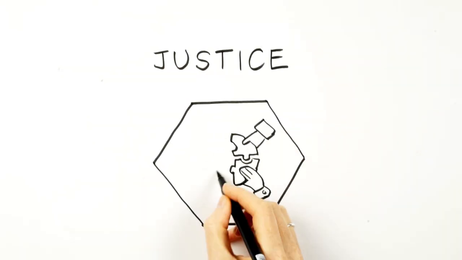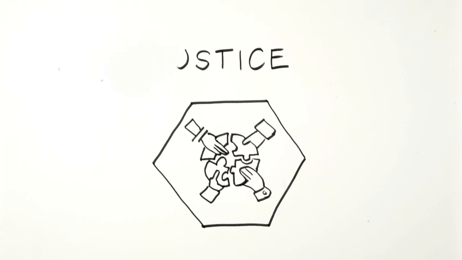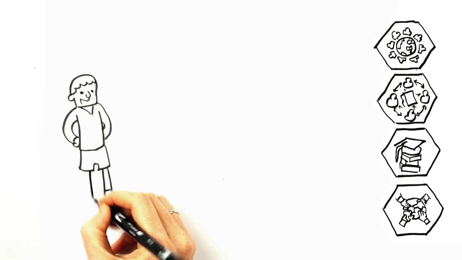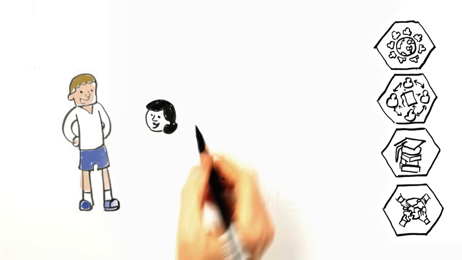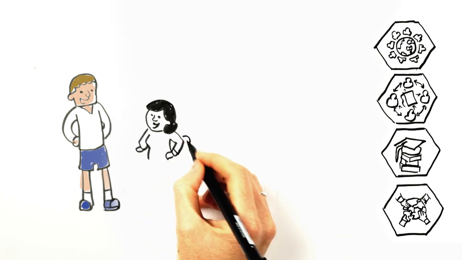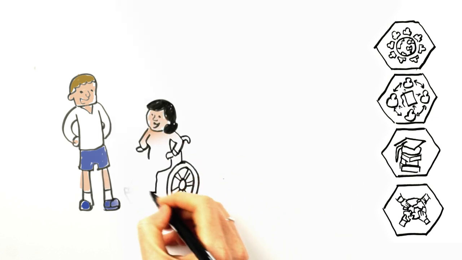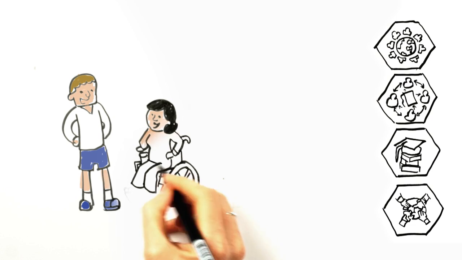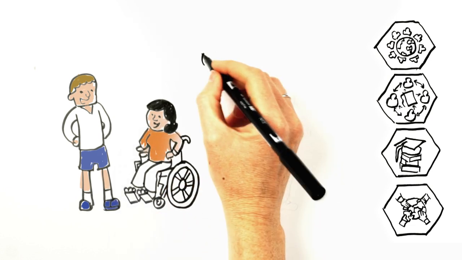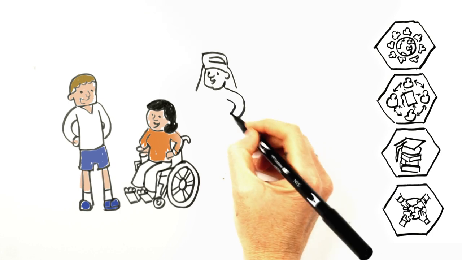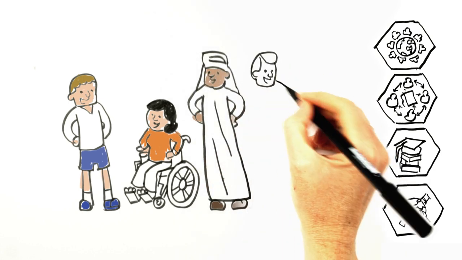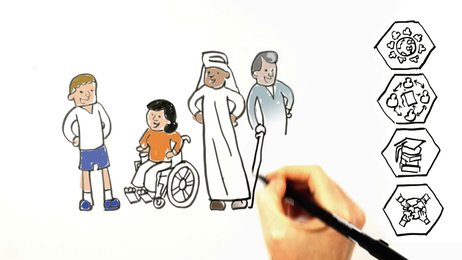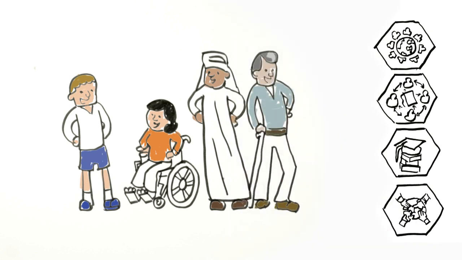Principle 4 is justice. In this context, justice refers to making sure that the research is fair and inclusive. It means making sure that no section of a community or population is deliberately left out. This includes children, people with disability, marginalised groups, and people who face language or literacy barriers.